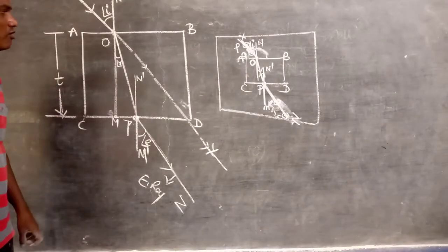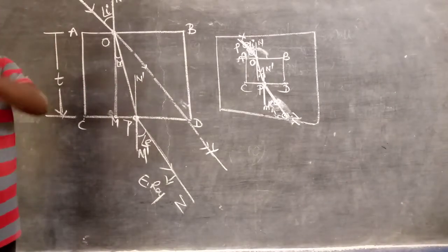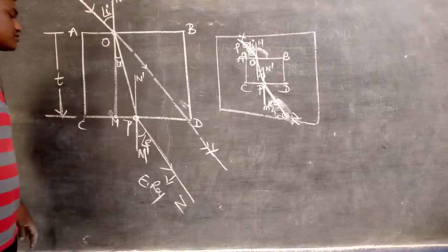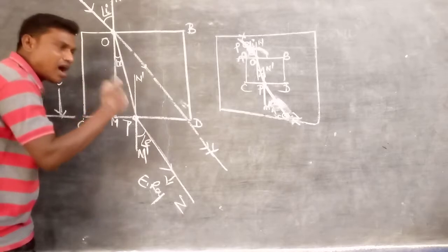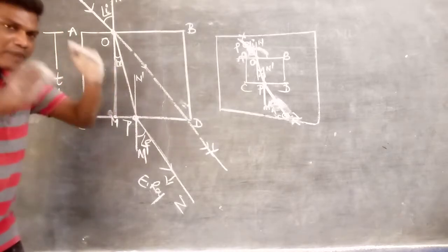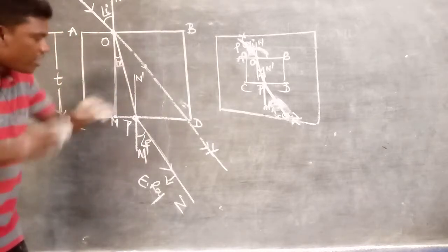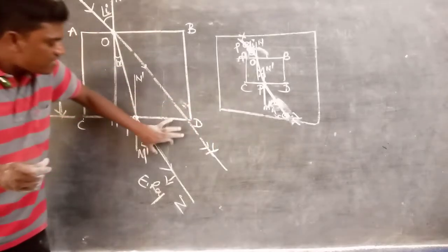Lateral shift. How can we find the lateral shift mathematically? You know already: what is the lateral shift or lateral displacement? It means the perpendicular distance between the initial path of the incident ray and the emergent ray.